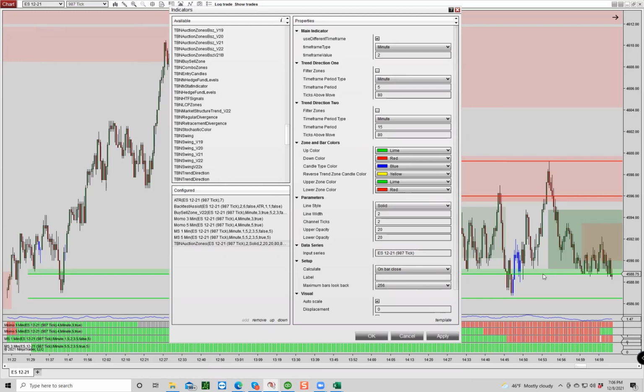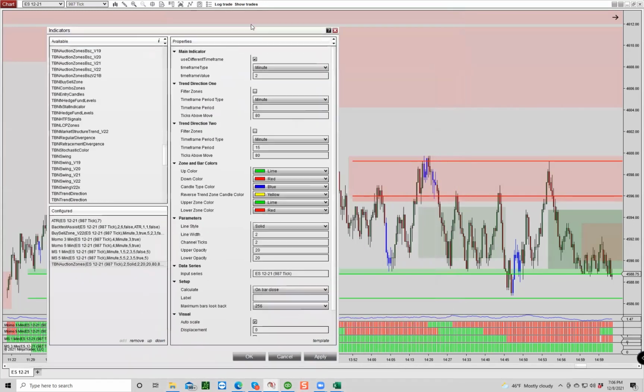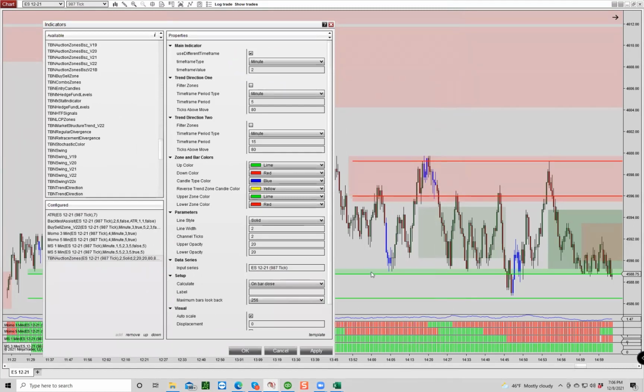And where you see the shaded region, what that does is it shades the top of a green zone. So this area here, there's 2 lines. It's a zone. It's shading the top just because you're not always going to get a perfect move back to the zone. So this channel ticks. I'm shading 2 ticks above on the green and 2 ticks below on the red. All right, so that's what I have applied on this chart.